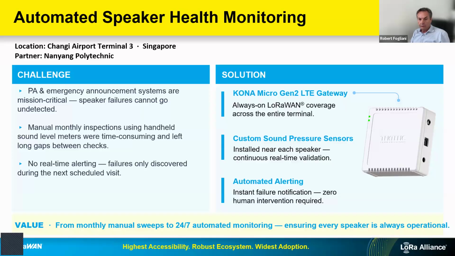To capture the data from the sensors, the Tektelic Kona Micro Gateway provides stable, always-on coverage across all the terminals. This means we have better safety, less manual work, and a solution that can be reused for many other monitoring needs in the airport. That's a solution that is deployed in Terminal 3 at Changi Airport. So next slide, please.